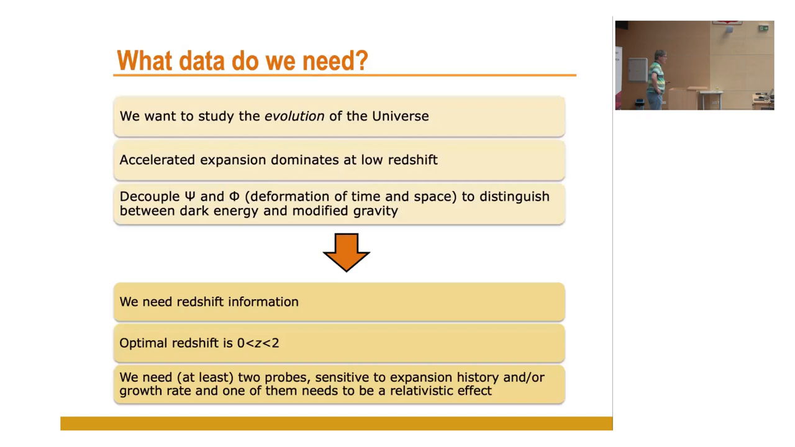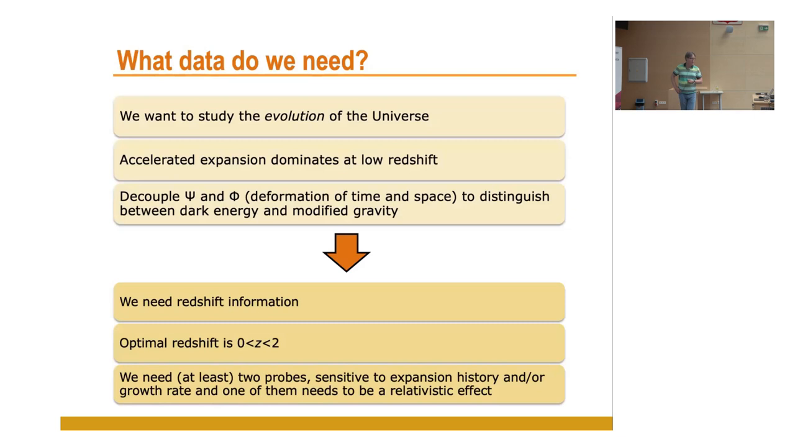So to summarize, this allows us to sort of get a design. We want to study the evolution of the universe, right? We want to see how structure changes over time, how the universe evolves. So we're studying evolution, which basically means we need redshift information. So it tells us the kind of information we need.